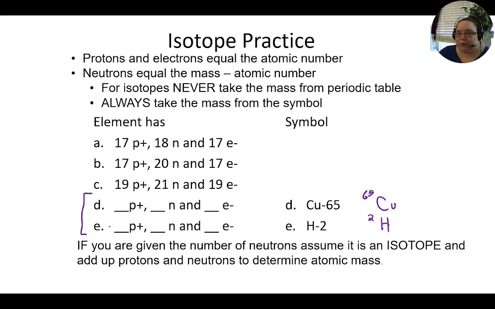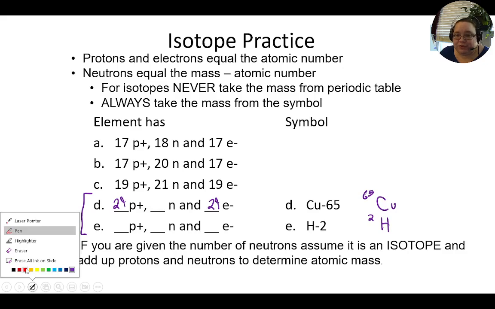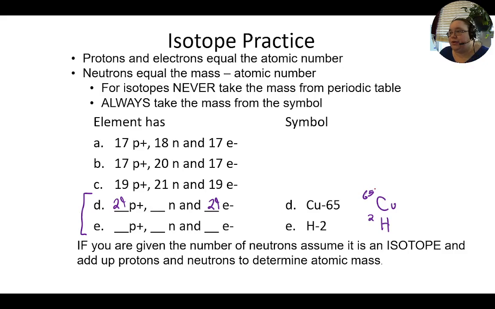So my number of protons. Protons equals atomic number. So I'm looking at my real periodic table and I'm looking for Cu. It is element number 29. That means it has 29 protons and 29 electrons. My neutrons, this is the only thing that's different. Don't use the mass from the table. Never ever use the mass from the table for an isotope. You've got to use the mass that's given to you.